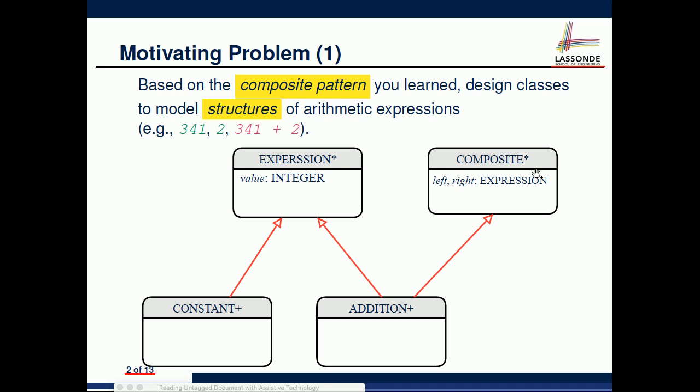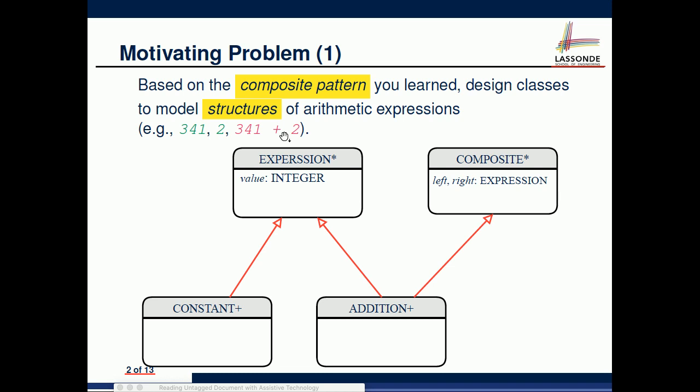architecture here, how do you create programmatically the expression 341 plus 2? How many objects should you create? Jordan, enlighten us. How many objects?